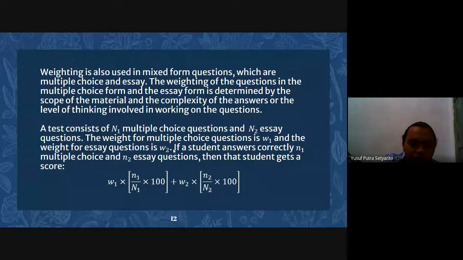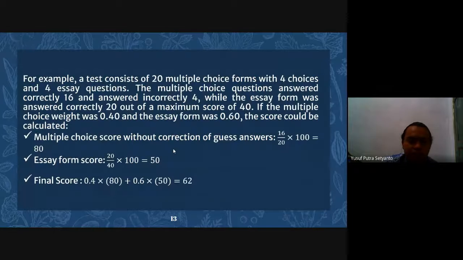So we go straight to the example. For example, a test consists of 20 multiple choice questions with 4 choices and 4 essay questions. The multiple choice questions were answered correctly 16 and incorrectly 4, while the essay form was answered correctly 20 out of a maximum score of 40. If the multiple choice is weighted 40% and the essay form 60%, the score can be calculated as follows.